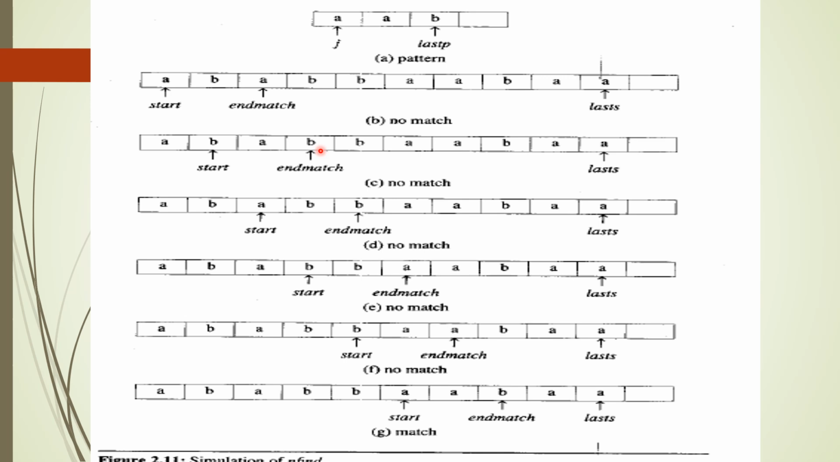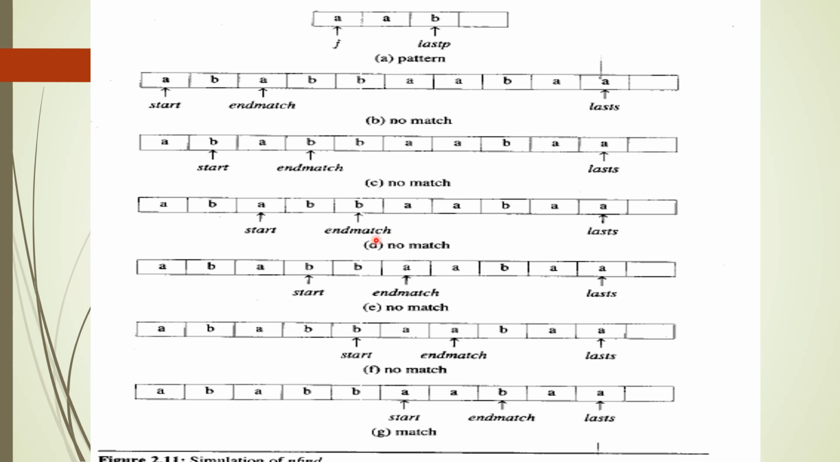If there is a match between the last character of the pattern and the corresponding character in the text, then you start comparing from the beginning. That is, A is compared with the corresponding character. Here it is B, so again there is a mismatch. If that is the case, again you increment start and end match by 1. So start is shifted to the next position and end match is moved to the next position.